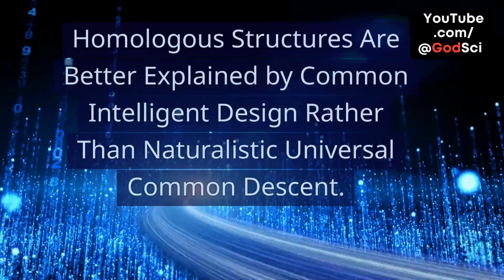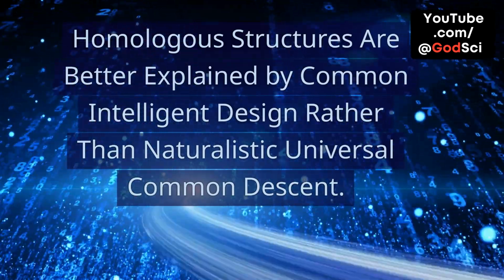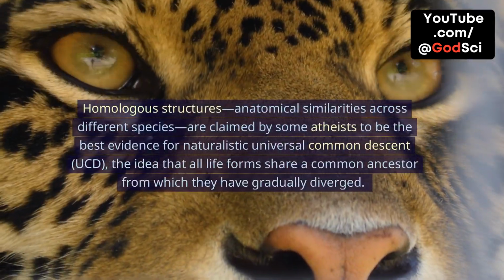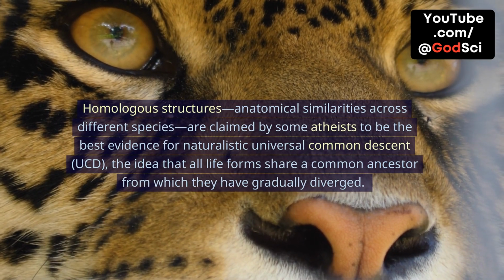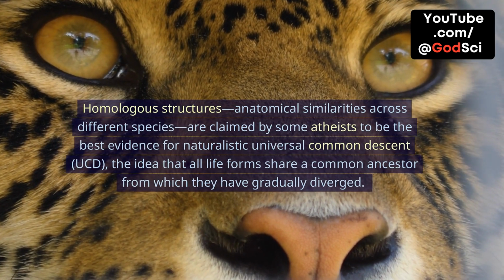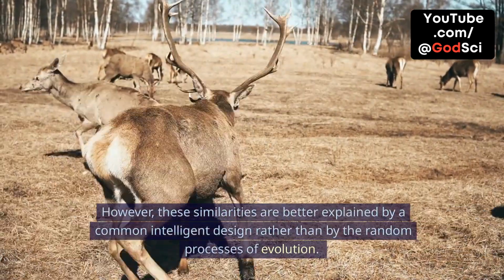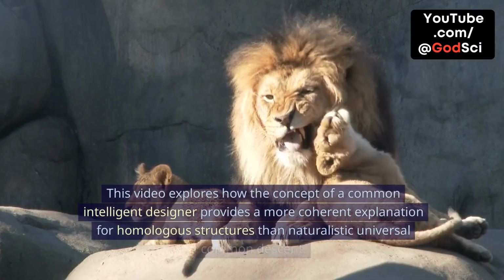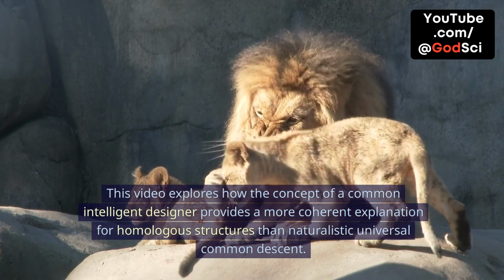Homologous structures are better explained by common intelligent design rather than naturalistic universal common descent. Homologous structures, anatomical similarities across different species, are claimed by some atheists to be the best evidence for naturalistic universal common descent, UCD. The idea that all life forms share a common ancestor from which they have gradually diverged. However, these similarities are better explained by a common intelligent design rather than by the random processes of evolution.